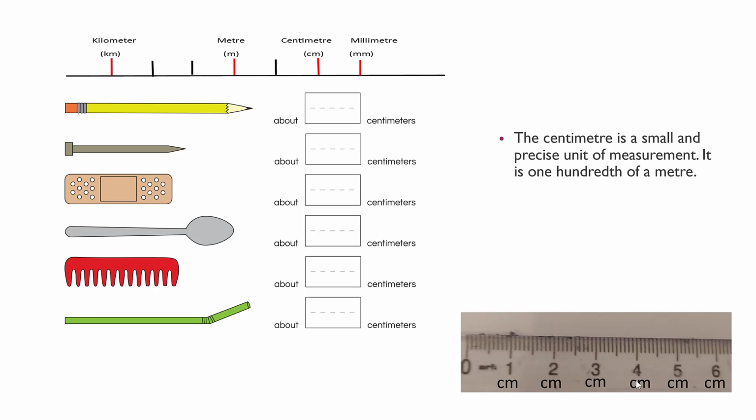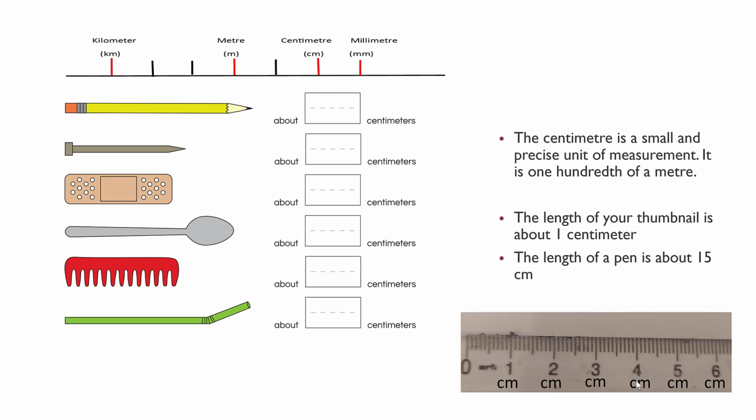It is used for measuring smaller objects like straws or pencils, and it is about the length of your thumbnail. A real coin is about 2.5 centimeters.